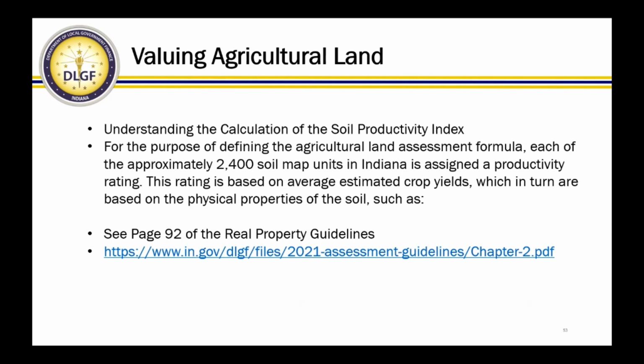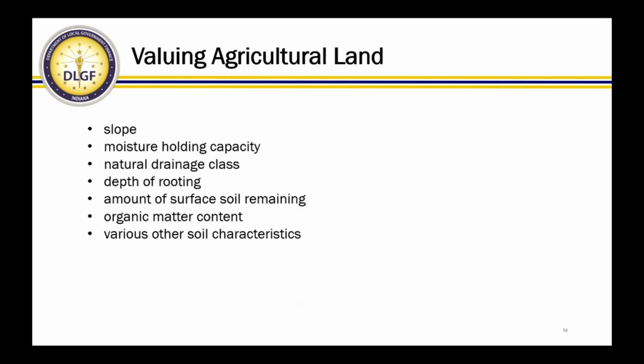So how do we do the soil productivity index? What occurs with that? Well, there are over 2,400 soil map units in Indiana with productivity rates, and the rating is based on the average estimated crop yields, which basically say, here's how well the physical properties of the soil work. Some of those properties look at the slope of the property, drainage, the depth of the rooting, and other soil characteristics.